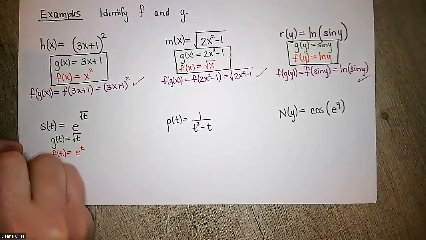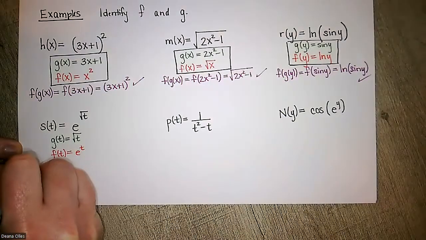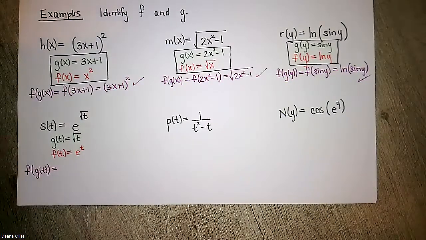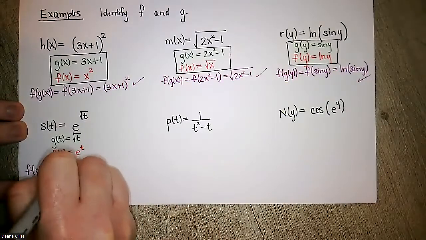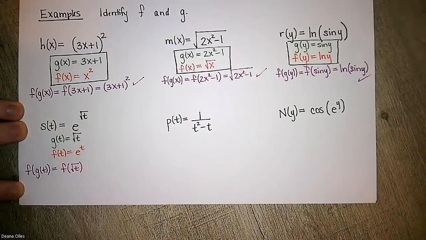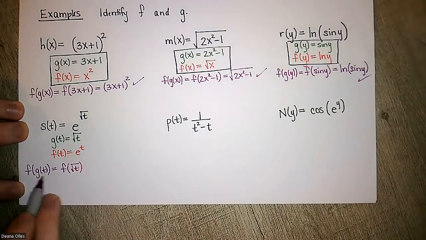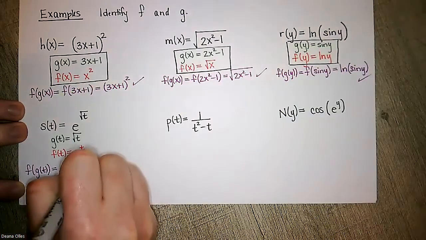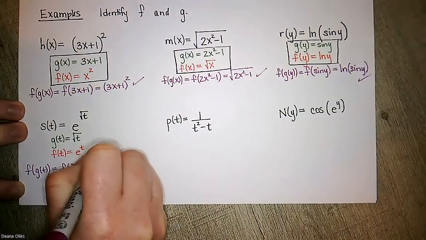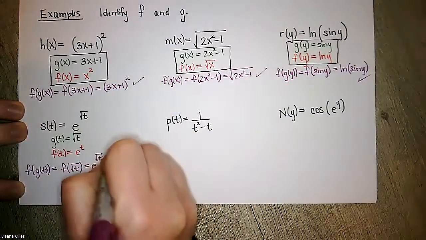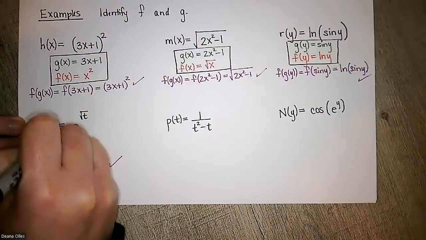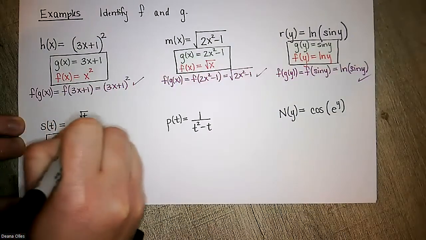All right, so let's see here. F of g of t, that would be the same thing as f of the square root of t, right? Because g of t is the square root of t. So everywhere I have a t in f of t, I need to replace it with the square root of t. So that gives me e to the square root of t, which is exactly what we have. So we've identified f and g properly again.